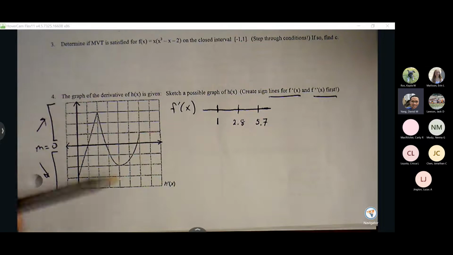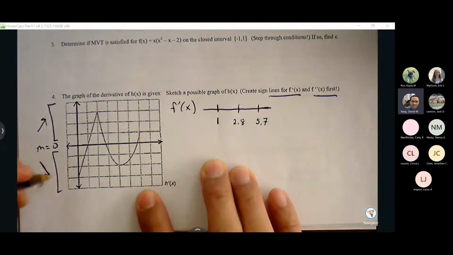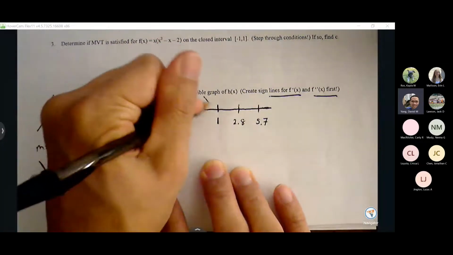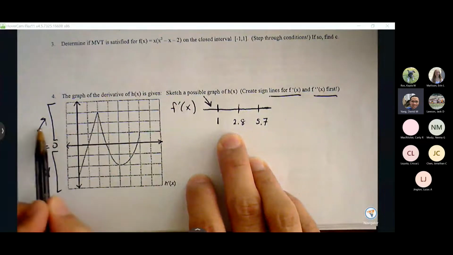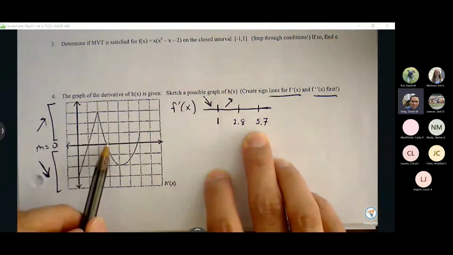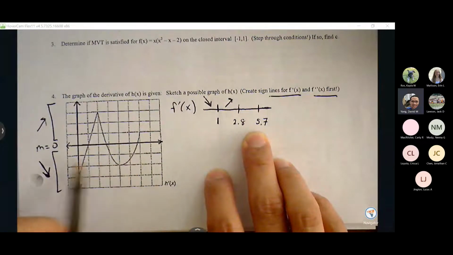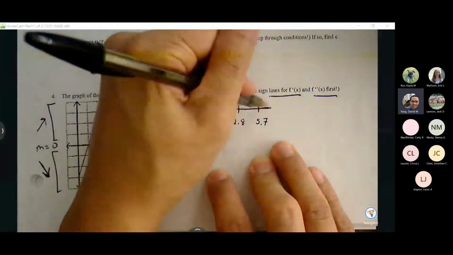Okay, don't look at the movement of the graph. Look at the location of the graph. Is the graph above or below the x-axis? We see that it starts off below the x-axis, so we know that's going to correspond with that arrow moving down, negative slope. Between 1 and 2.8, the graph is clearly above the x-axis, positive slope. Between 2.8 and 5.7, below the x-axis, negative slope. And to the right of 5.7, above the x-axis, positive slope.